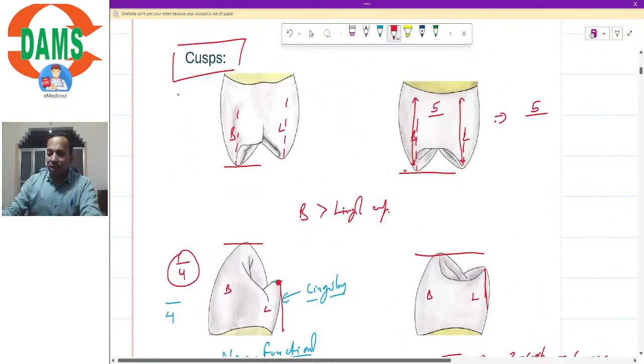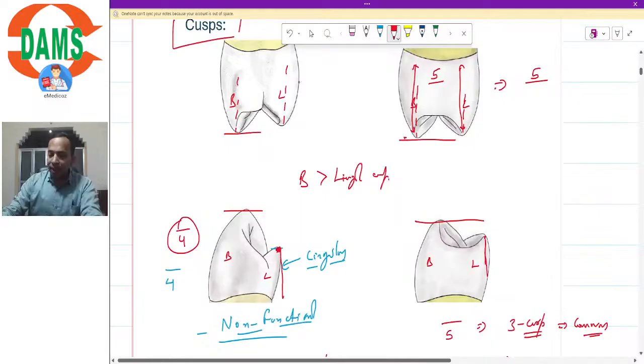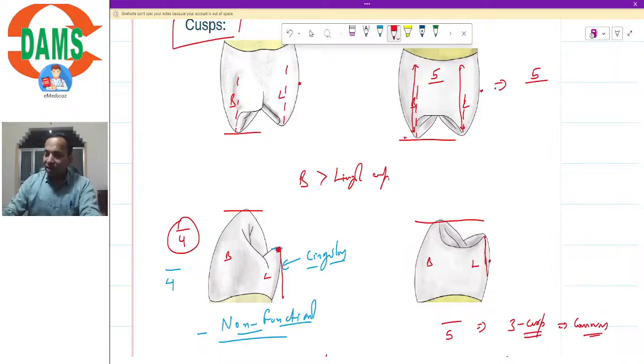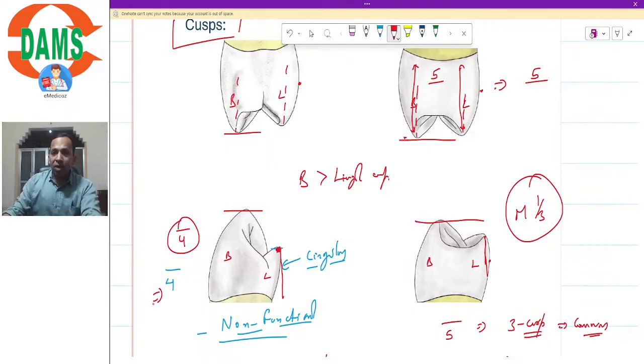So as you can see, in all the premolars, the crest of curvature, which means maximum convexity, lies somewhere in the middle third, except in the mandibular first premolar. In the mandibular first premolar, on the lingual side, the crest of curvature is in the occlusal third, right?